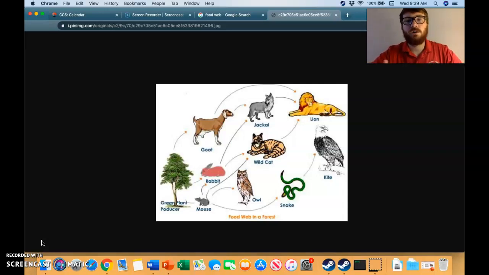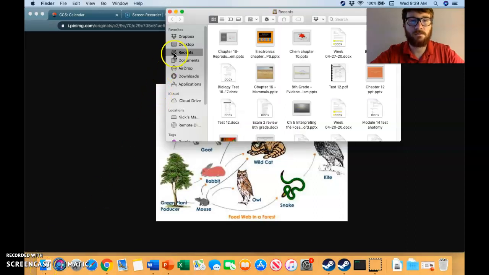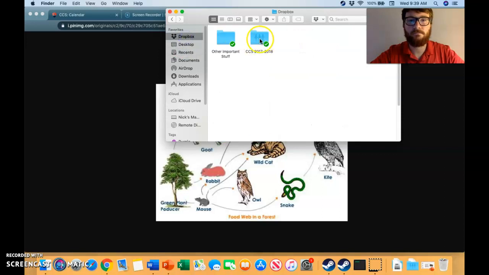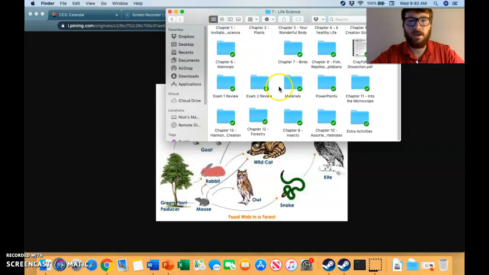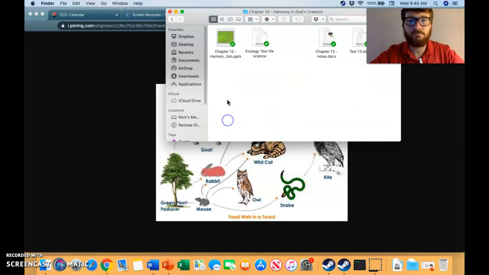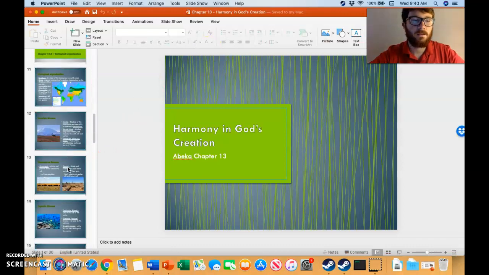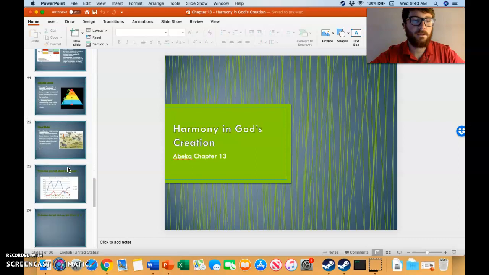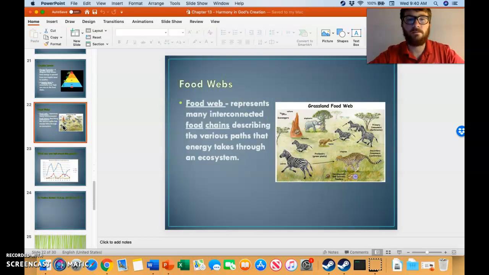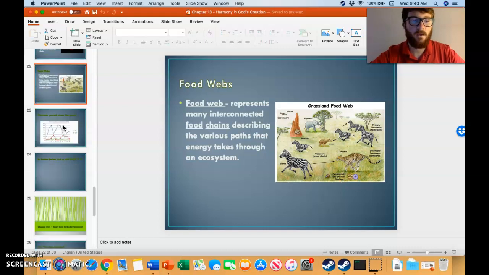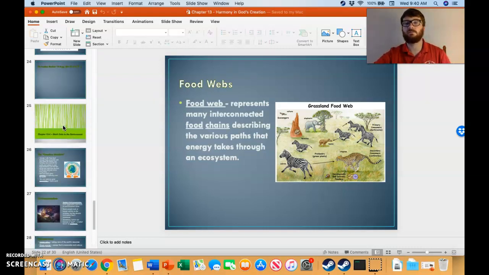But anyway, we talked about in your notes the food web and the food chain. So here is your PowerPoint. Let me bring it up. And let's see if I can find the food web. Here it is. The food web, remember, represents many interconnected food chains describing the path energy takes through an ecosystem. Well, today we're going to be designing our own food web.